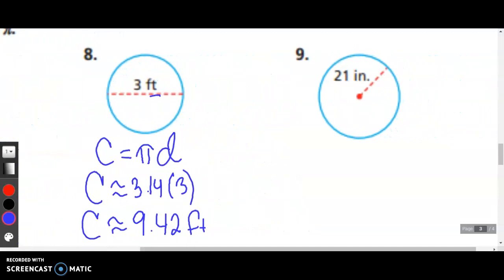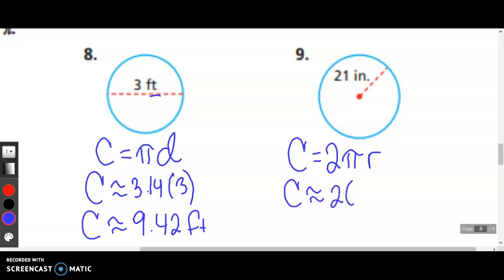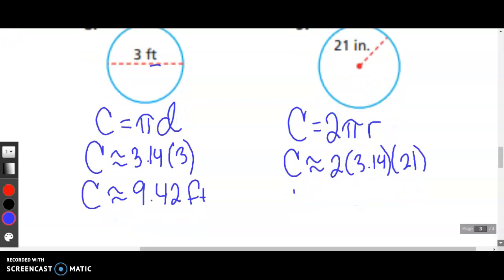And finally, on this one, they're giving us not the diameter, but the radius. So we're going to use the radius formula, which is C equals 2 pi r, which just means 2 times pi times r. C equals 2 times 3.14 times 21. And you can plug that right into your calculator, and you get C equals 131.88 inches. Okay? All right.